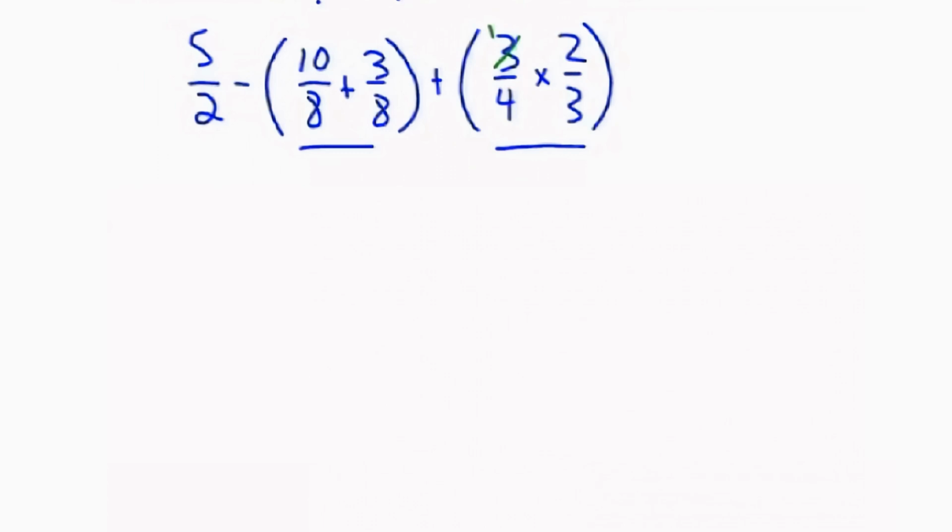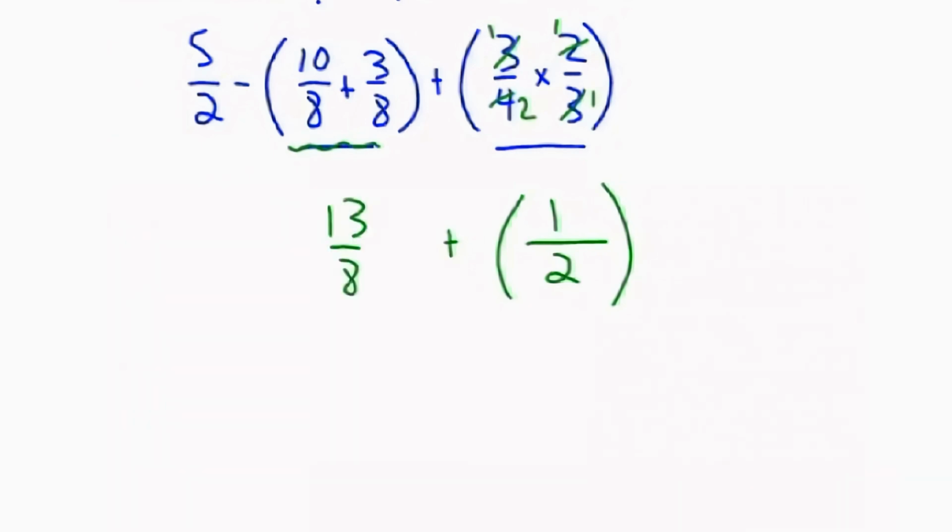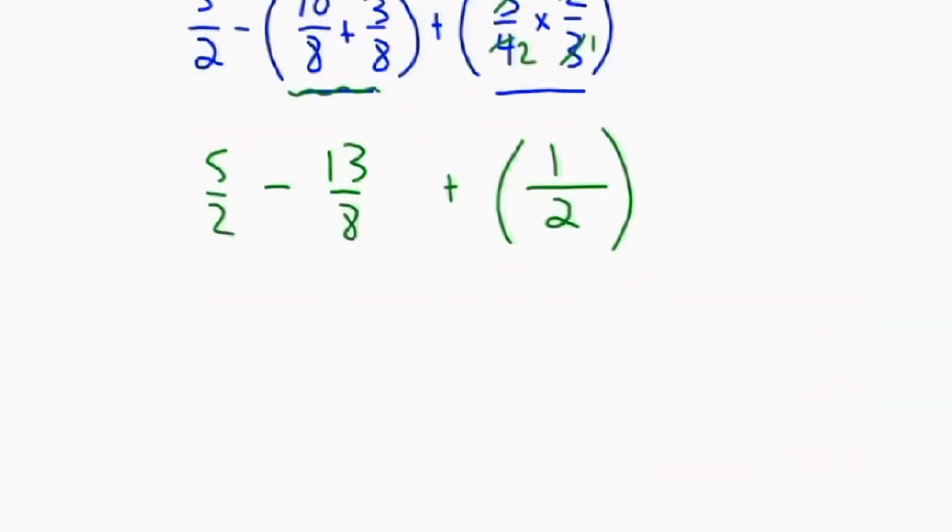3 goes into 3 once and once. And both 4 and 2 are divisible by 2, so 2 goes into 2 once, and 2 goes into 4 twice. And so this part here, I'm really left with 1 times 1, which is 1 in my numerator, and 2 times 1, which is 2 in the denominator. I can combine this into one fraction and give me 13/8. And now I have 5/2 minus 13/8 plus 1/2.